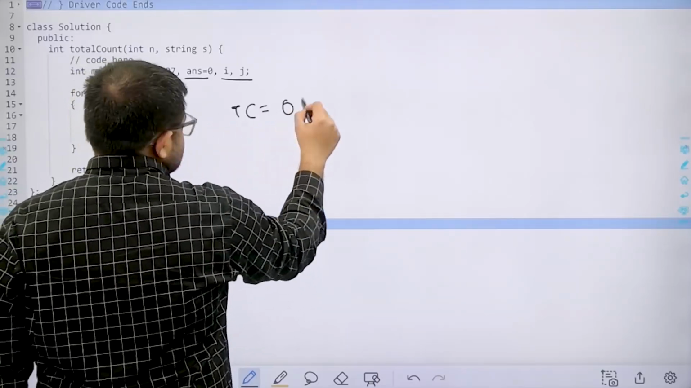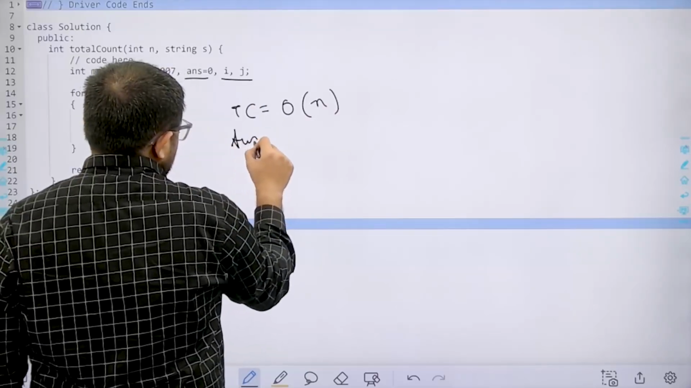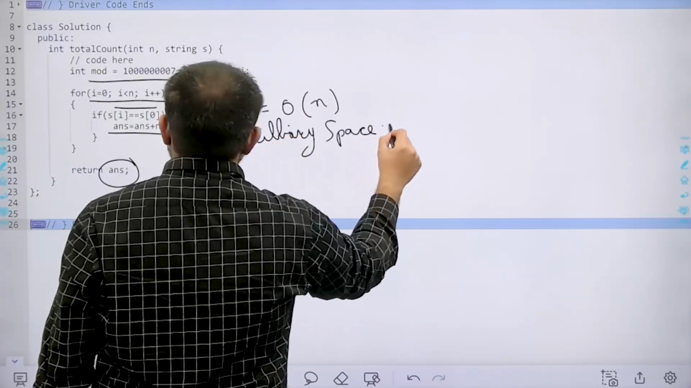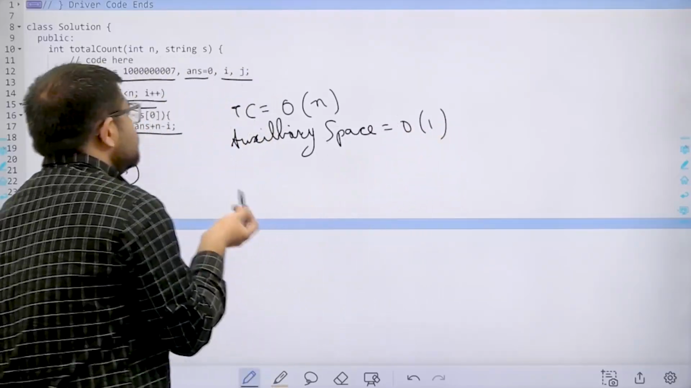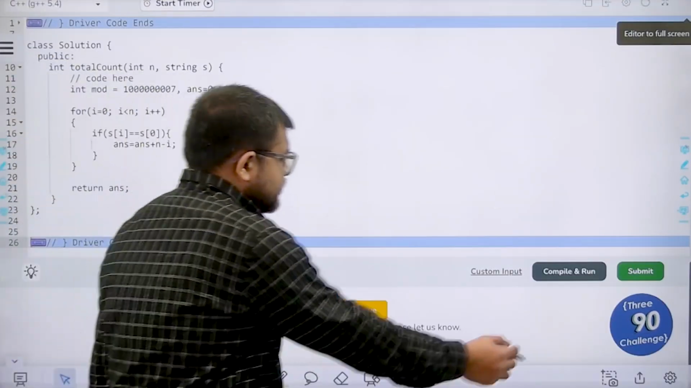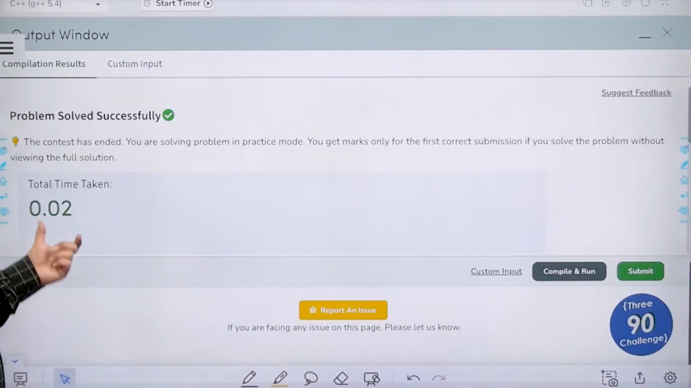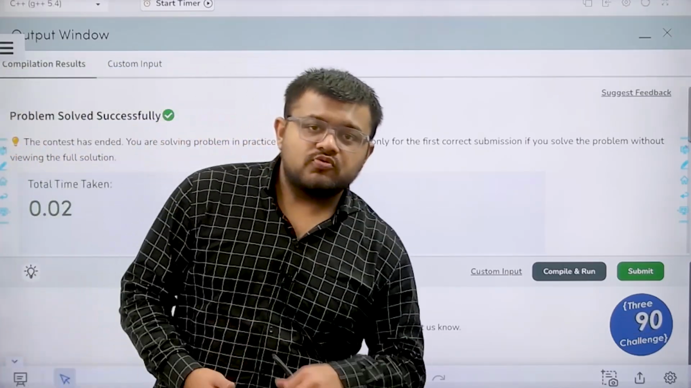What is the time complexity? Big O of n, because you are running a for loop of size n. What is the auxiliary space? The auxiliary space here is constant, because you are only taking a few variables. Now let's submit this code. Okay, so let's submit it. Okay, so we have solved this question successfully. Now let's move to third question.